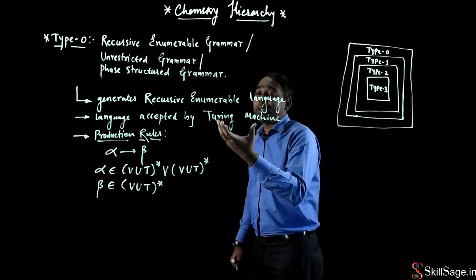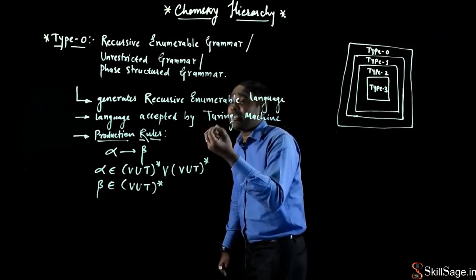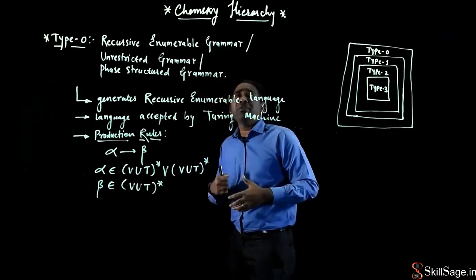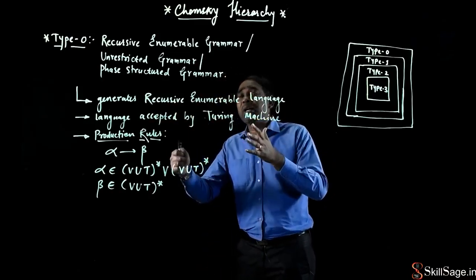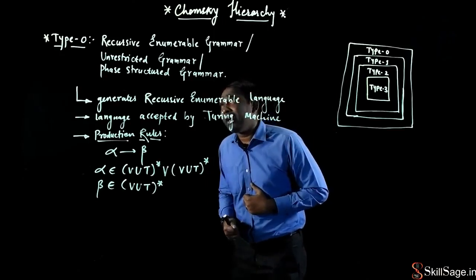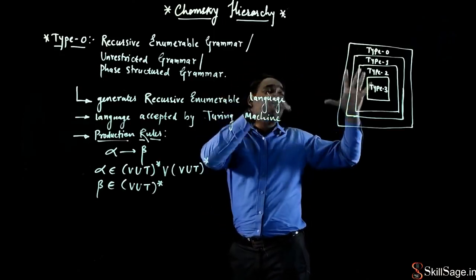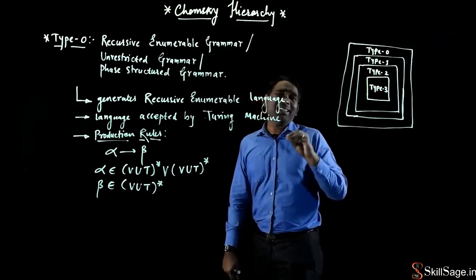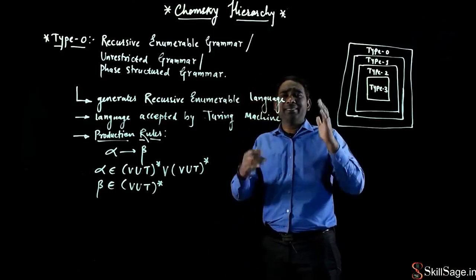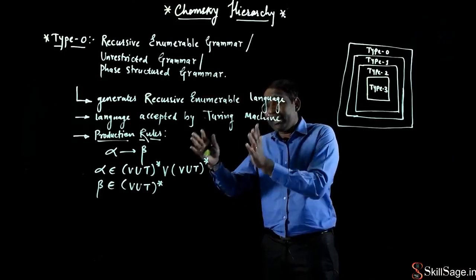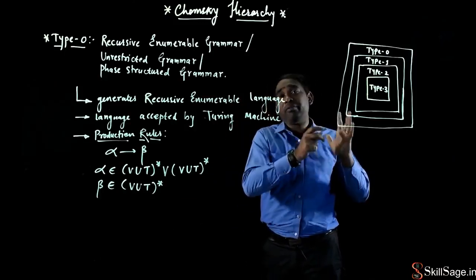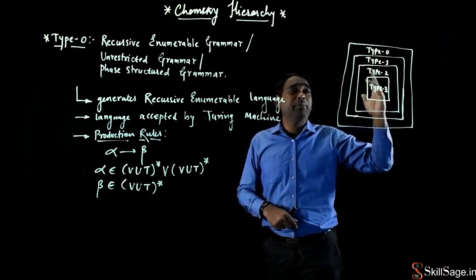So here the Turing machine is there to accept the language generated by a recursively enumerable language. So how can we say that this type 0 grammar is the most powerful? He has divided this grammar into 4 different types based only on the production rules. By seeing the production rules of any grammar, we come to know which type it belongs to, whether type 0, type 1, type 2 or type 3.